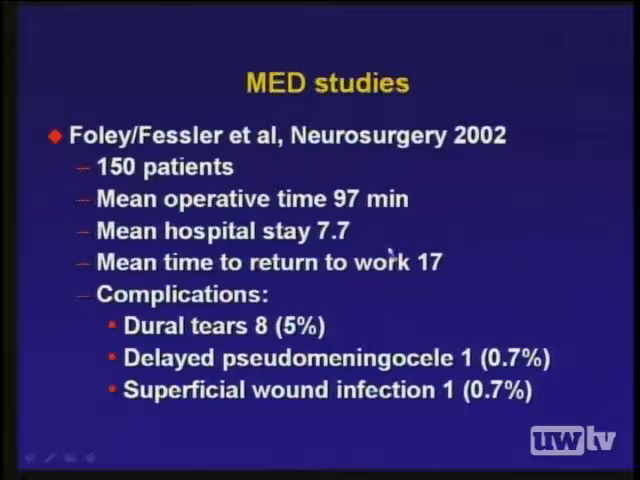So what are the results of something like this? Well, Dr. Foley and Dr. Fessler are two well-known neurosurgeons who developed this technique. In their case series, they had 150 patients. What they showed, and this is a preliminary study, was that the mean operative time was about 97 minutes, which is still a little longer than the open procedure. I was actually interested to see that their hospital stay was a little long, and I'm not sure I can explain that. But their mean return to work was pretty reasonable, 17 days.